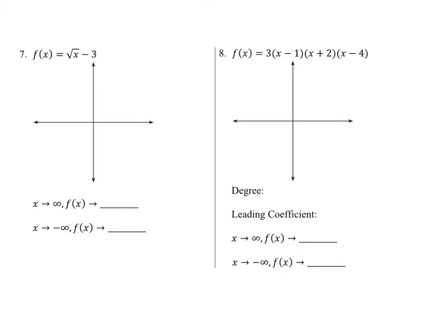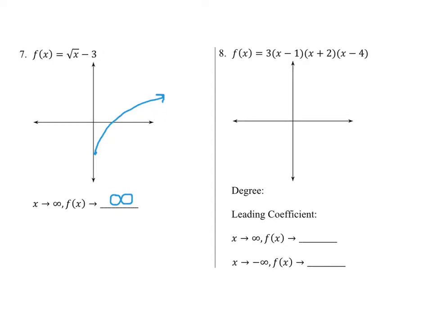Number 7, once again, is not a polynomial. Square root graph looks something like that. So it doesn't have any left end behavior, so I'm not going to worry about that. On the right, it is going up, so I'm going to say as x approaches positive infinity, f of x approaches positive infinity.